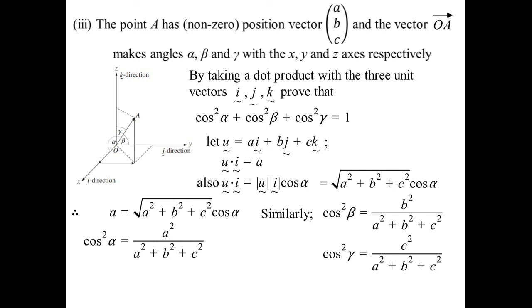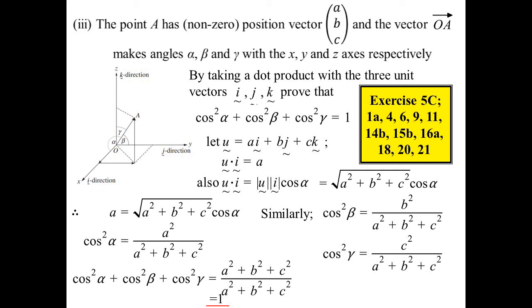So therefore, I can rearrange all that and I get cos squared alpha is A squared on A squared plus B squared plus C squared. Similarly, cos squared beta would end up being B squared on A squared plus B squared plus C squared. And cos squared gamma would be C squared on A squared plus B squared plus C squared. Well, if I add the three together, we end up with A squared plus B squared plus C squared on A squared plus B squared plus C squared, which is 1.